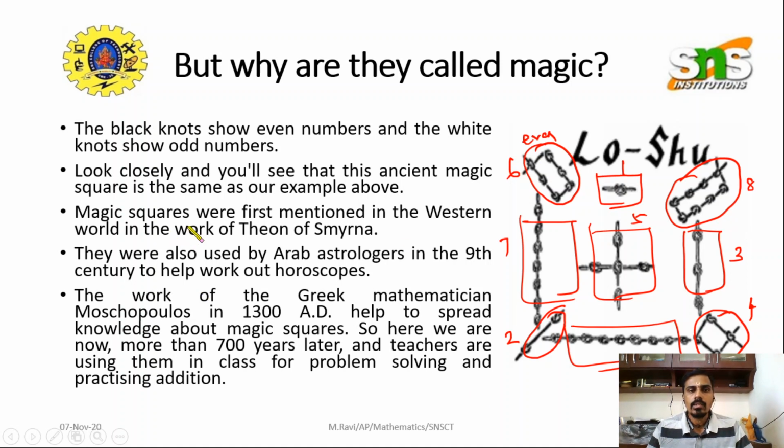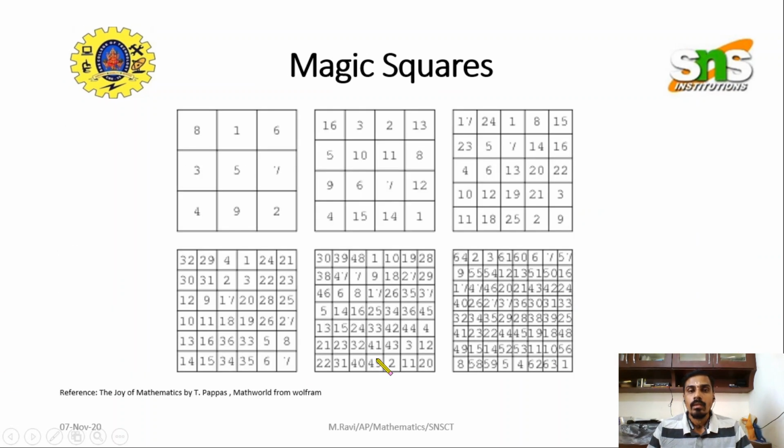Magic squares were first mentioned in the Western world in the work of Theon of Smyrna. They were also used by Arab astrologers in the 19th century to help with horoscopes. The work of the Greek mathematician Moschopoulos in 1300 AD helped to spread knowledge about magic squares. So here we are, more than 700 years later, and teachers are using them in class for problem solving and practicing addition.